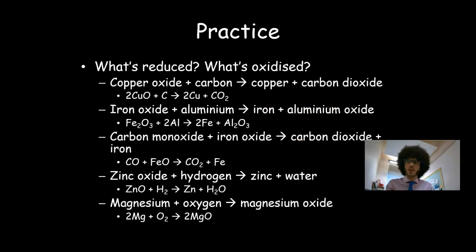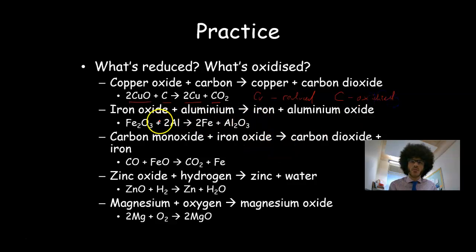Let's practice this a bit more. You might want to pause the video and have a go at this in order to see what's been oxidized and what's been reduced in all the equations. Pause it now if you want to do that, but I'm just going to rattle through what the answers are for each equation. If I look at copper oxide and carbon, I'm going to look at the symbol equation as it's a bit easier. Copper oxide turns to copper. That's lost oxygen, therefore my copper has been reduced. However, my carbon has gained oxygen, therefore my carbon has been oxidized.